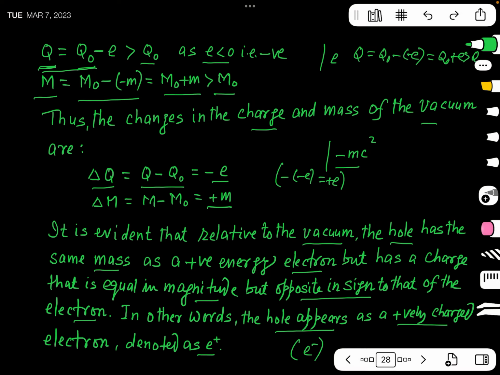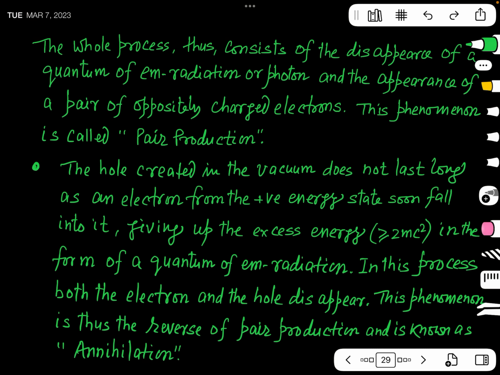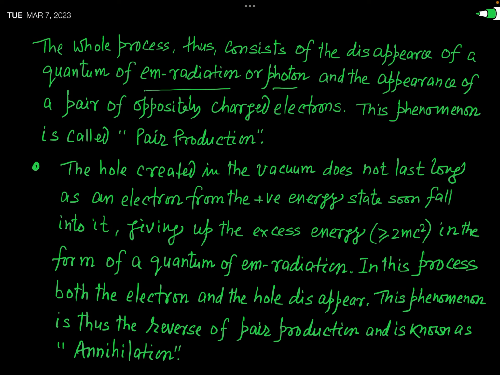Now let us see. In fact, this whole process consists of the disappearance of a quantum of electromagnetic radiation or photon. The photon gets absorbed by the electron in the negative energy state, and in the place of the electron which gets transferred to the positive energy state, there will be a positron. That positive charge, the hole, is also called a positron.